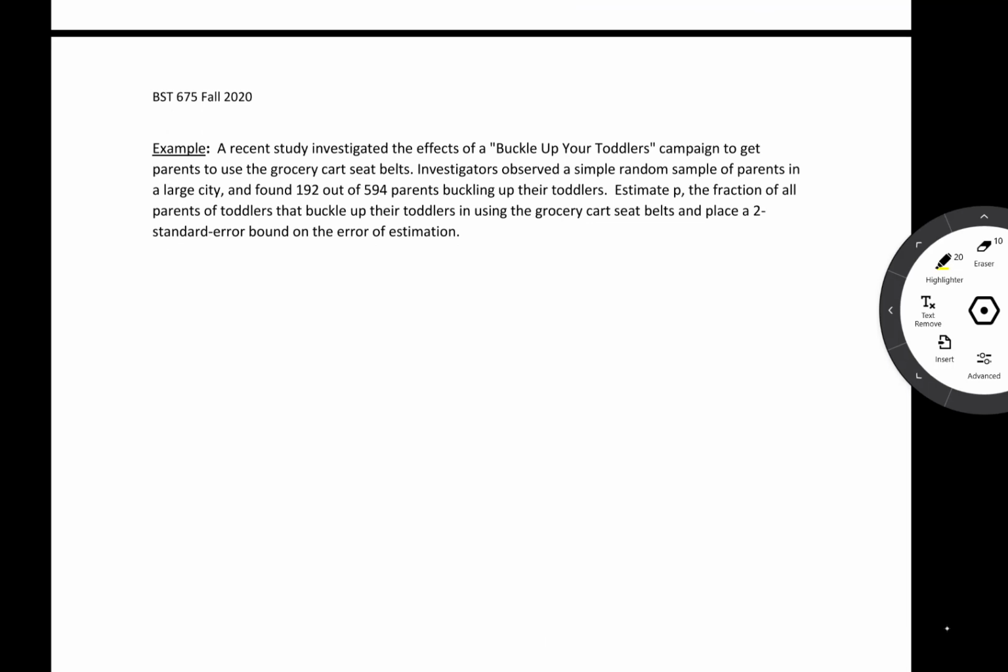A recent study investigated the effects of the Buckle Up Your Toddlers campaign to get parents to use the grocery cart seatbelts. Investigators observed a simple random sample of parents in a large city and found 192 out of 594 parents buckling up their toddlers. Estimate p, the fraction of all parents of toddlers that buckle up their toddlers using the grocery cart seatbelts, and place a 2 standard error bound on the error of estimation.